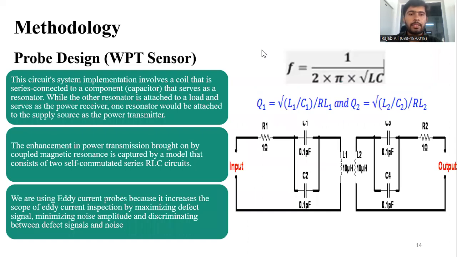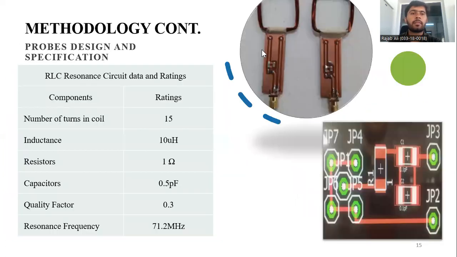Methodology of our probe design. This circuit system implementation involves a circuit that is series connected to a component, where we have used two capacitors of 0.1 picofarad in parallel to make it a half, and 1 ohm resistance and 10 microhenry inductance. We are using eddy current probes because they increase the scope of eddy current inspection by maximizing defect signals, minimizing noise amplitude, and discriminating between defect signals and noise.